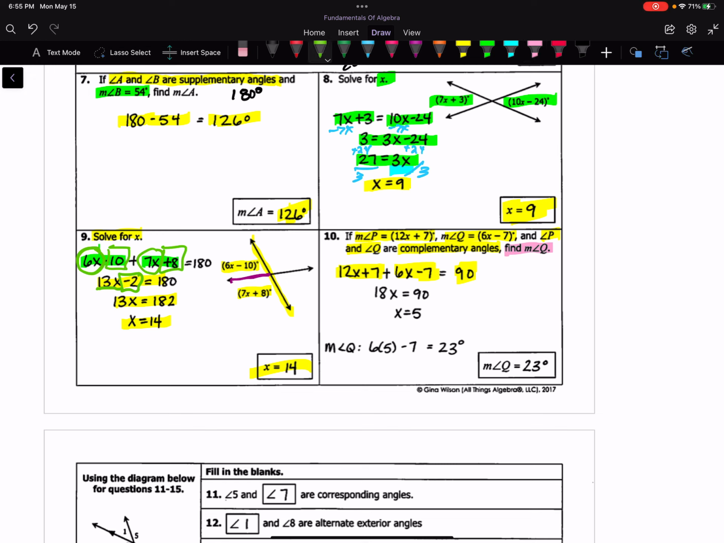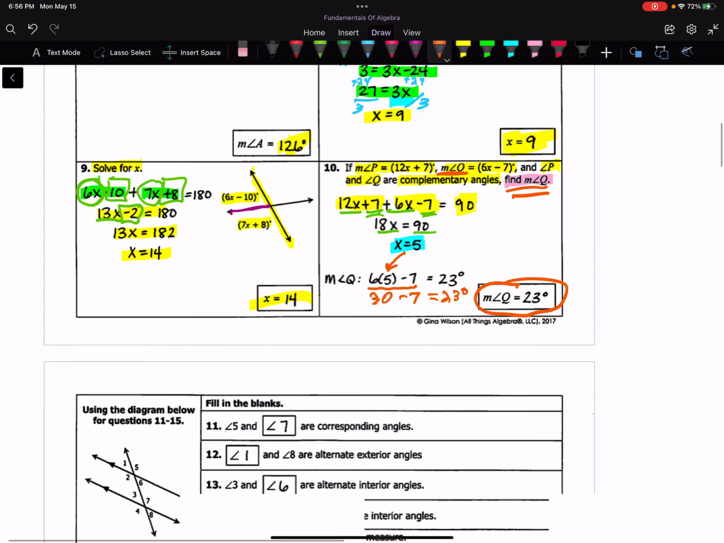We do our like terms again. We have 12x and 6x gives 18x, and 7 and negative 7 cancel out to 0. 18x equals 90, and then we divide by 18 and we get x equals 5. That's not our final answer. We then have to substitute that 5 into one of our original equations, the one specifically for the measure of angle Q, which is 6x minus 7, where we put x as 5. That gets us 30 minus 7, which gives us our 23 degrees. And there is our final answer, 23 degrees, because they're asking for the measure of angle Q.